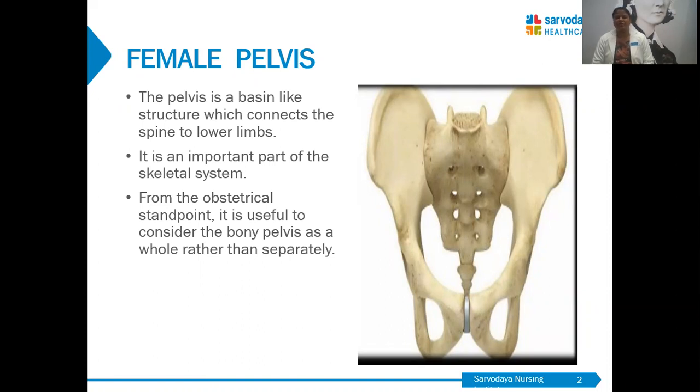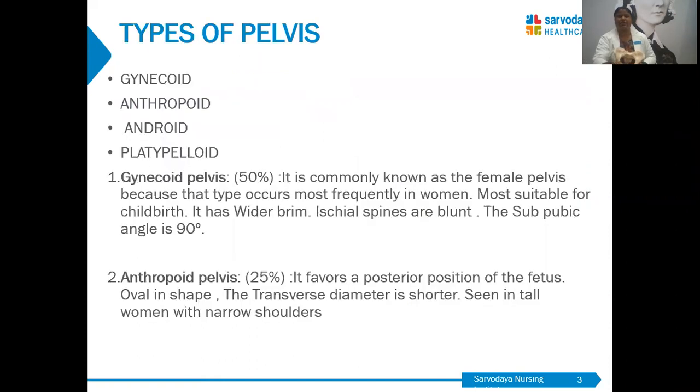Today I am going to tell you about the female pelvis. As you know, the female pelvis is a very important part of the skeletal system, and from the practical point of view it is a very important topic in your midwifery subjects. So what is the female pelvis? The pelvis is a basin-like structure which connects the spine to the lower limbs. It is an important part of the skeletal system, and from the obstetrical standpoint, it is useful to consider the bony pelvis as a whole rather than separately.